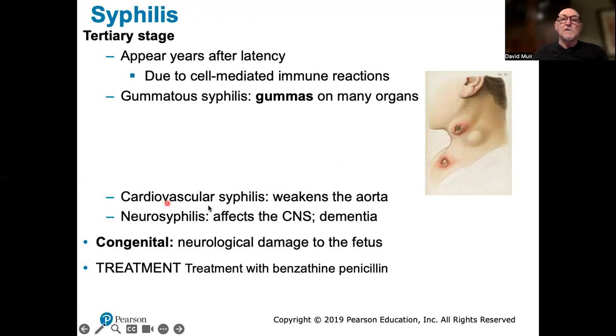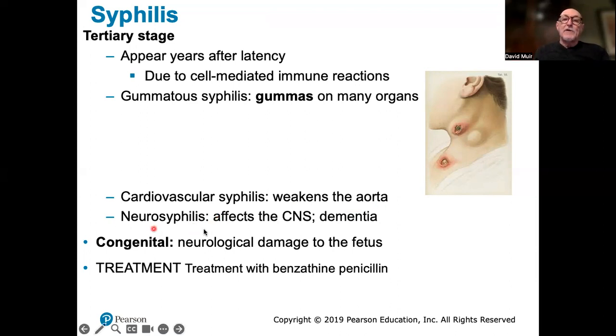But syphilis can also cause cardiovascular damage. In particular, it weakens the aorta, and in the old days was a common cause of aortic aneurysm, a ballooning of the aorta, which was very liable to burst and hemorrhage.